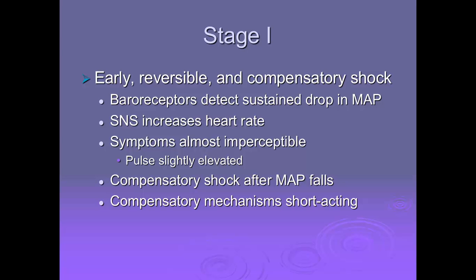Compensatory shock begins after the MAP falls 10 to 15 millimeters of mercury below the normal. Compensatory mechanisms are short-acting, so they can only maintain the MAP for a short period of time. If effective treatment is provided, then the process is stopped at this point and there's no permanent damage. If there's no treatment, then compensatory mechanisms become harmful and perpetuate shock.